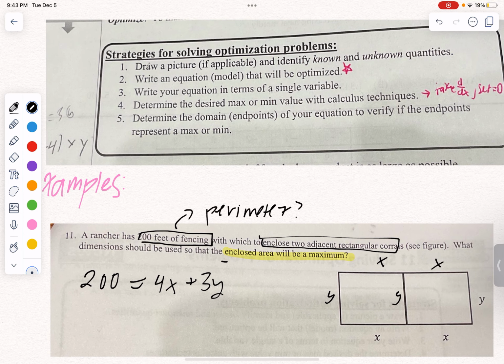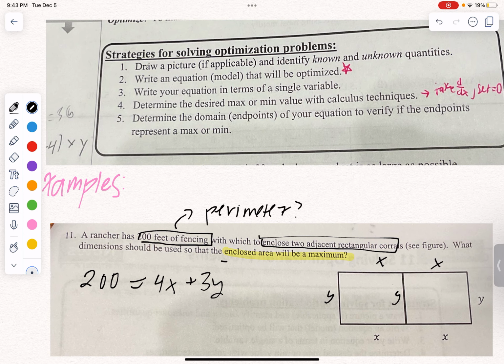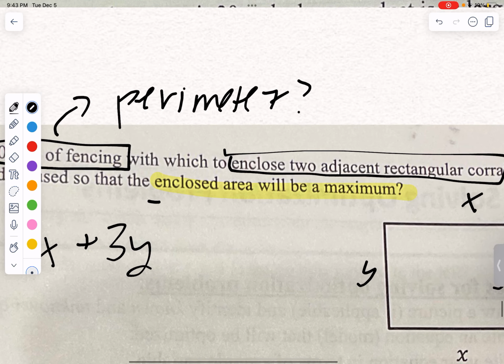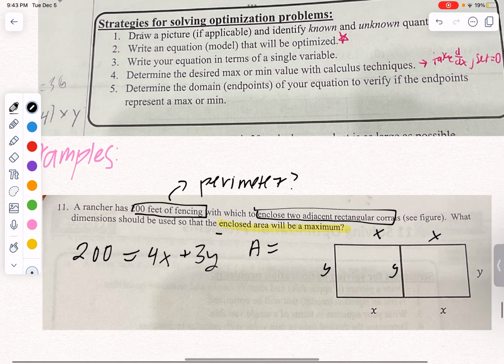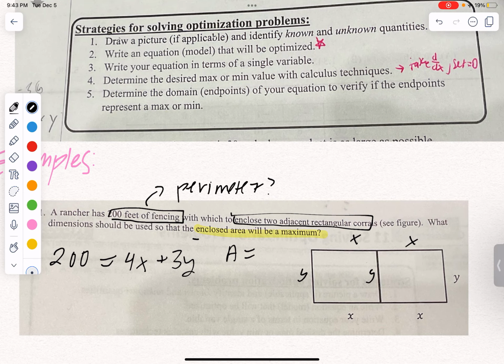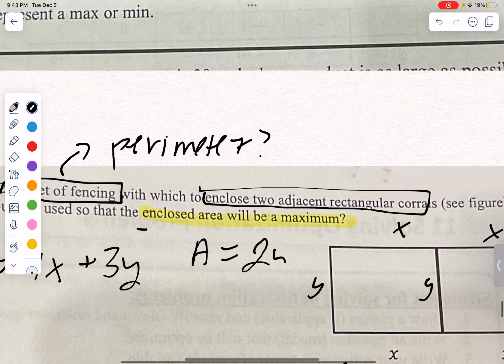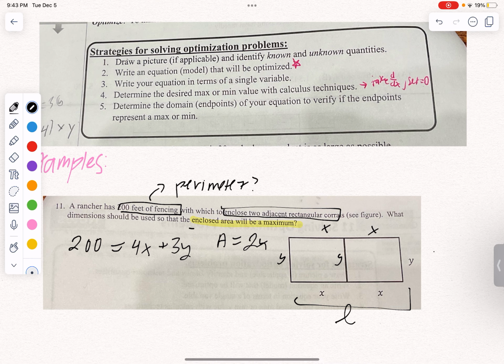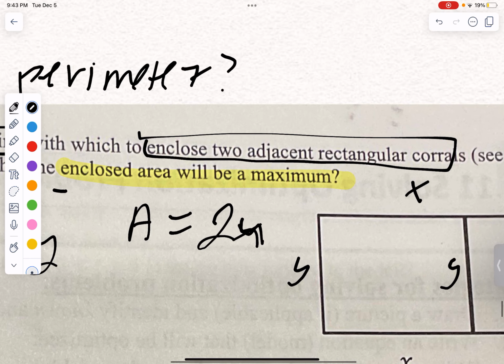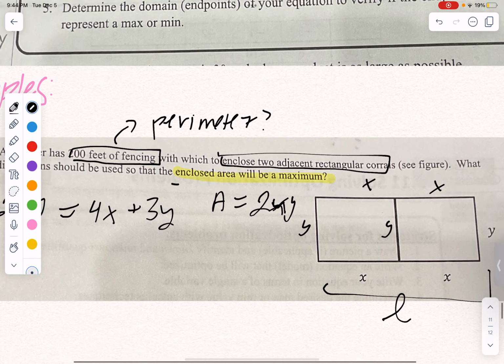That's the first equation. The second equation is going to be the area, which is what we're actually trying to optimize. The area is going to be 2x, because that's the length here, times y, because that's the width. Or the other way around, it doesn't matter. 2x times y is going to be your area.